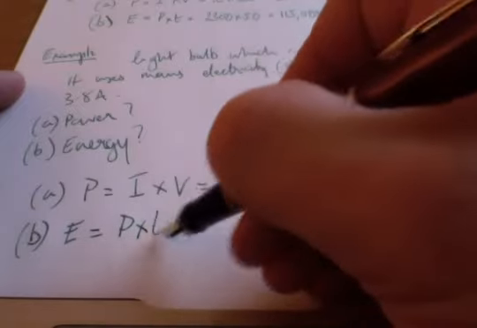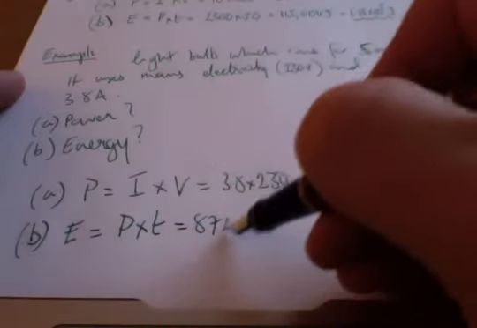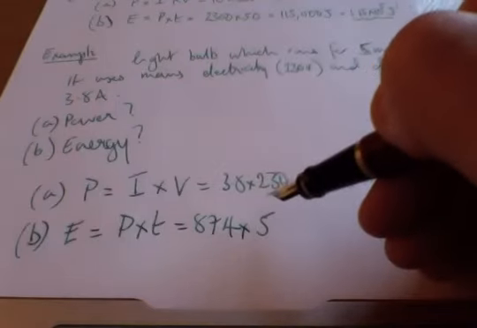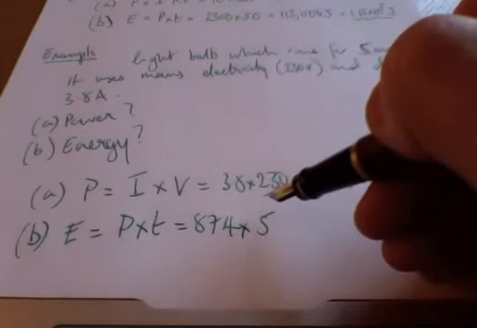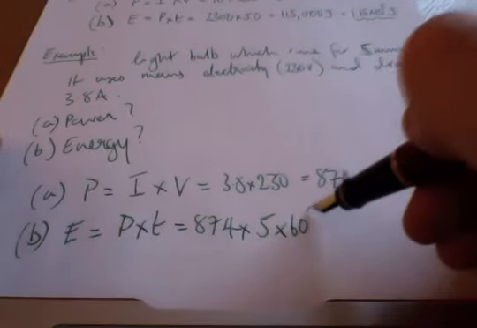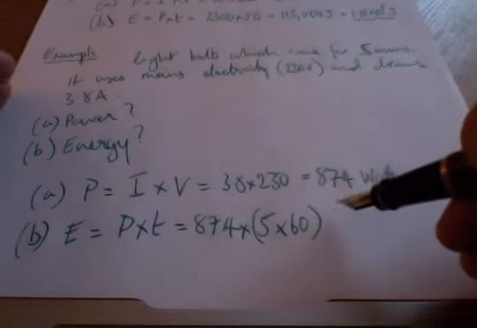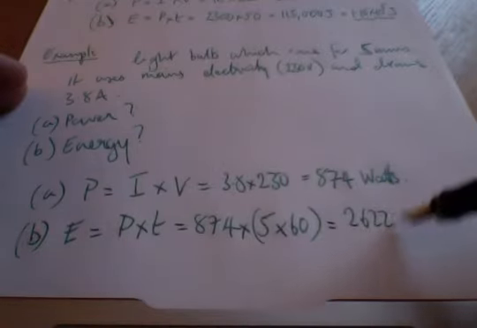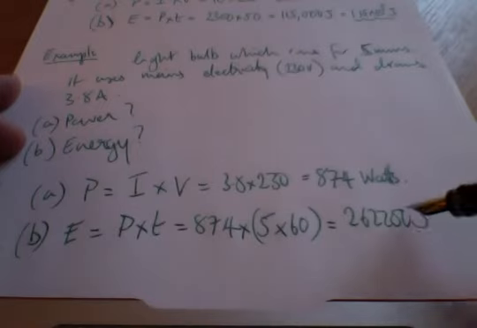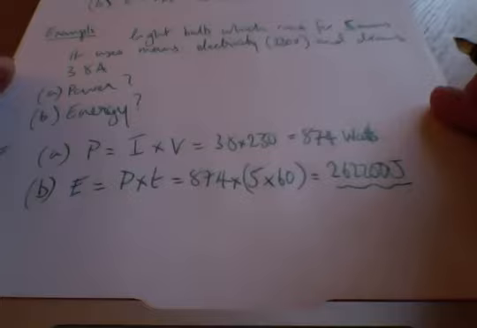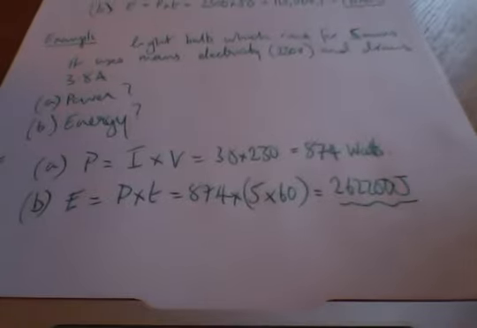Okay, so for B, it asks, what's the energy used? Well, we know the power now, the energy per second, so we merely multiply that by the number of seconds. So we have 874 multiplied by 5 minutes, which of course is 300 seconds. And that gives us 26200 joules. A significant number of joules. Okay, I hope that makes sense. Checking out.